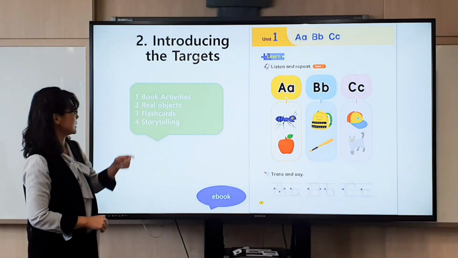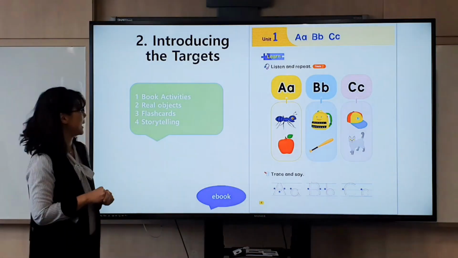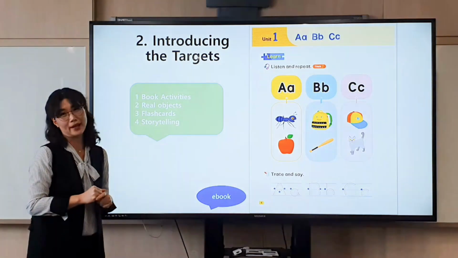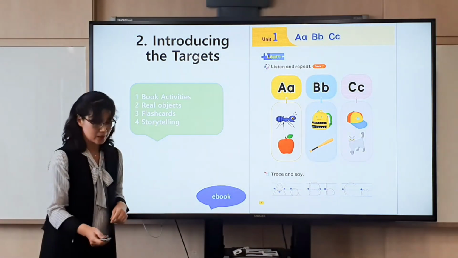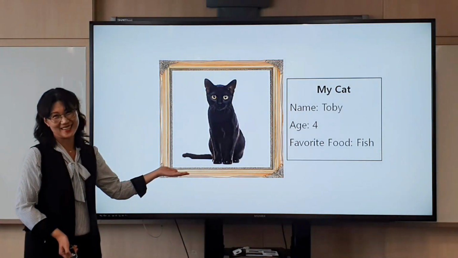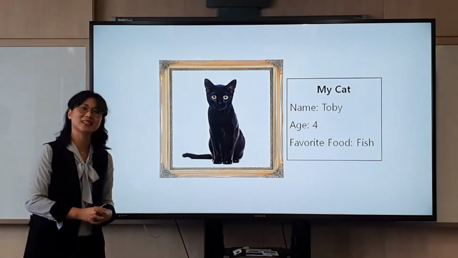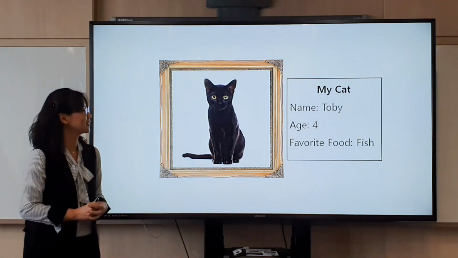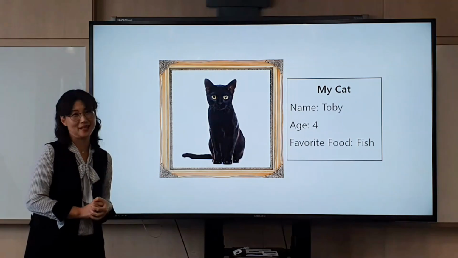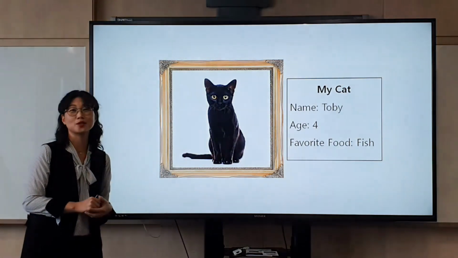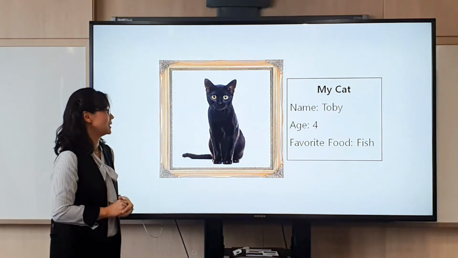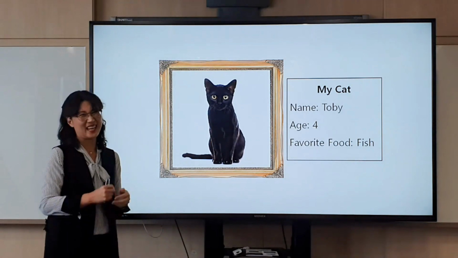So I've talked about using the activities in the book, using real objects, and using flashcards. Now I can tell a story. Let's look at this one. Look at this. What is it? It's a cat. What color is it? It's black, right? This is my cat, and his name is Toby. Toby is 4 years old, and his favorite food is fish. He likes eating fish.